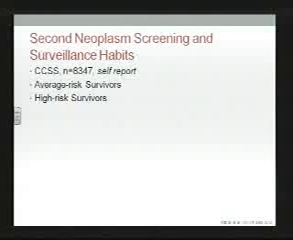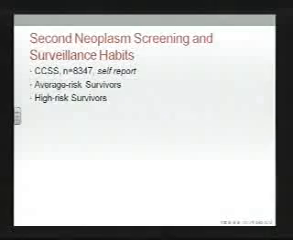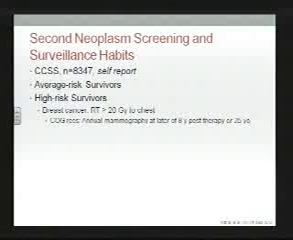How good are our patients and doctors, I guess to some extent, at screening and surveying for these neoplasms? This is based off of self-report from these survivors, so it has to be taken with somewhat a grain of salt, but in this study, patients were divided into average risk and high risk groups. Average is everybody else, and the high risk groups were defined as follows. Groups at high risk for breast cancer receive radiotherapy greater than 20 gray to the chest.